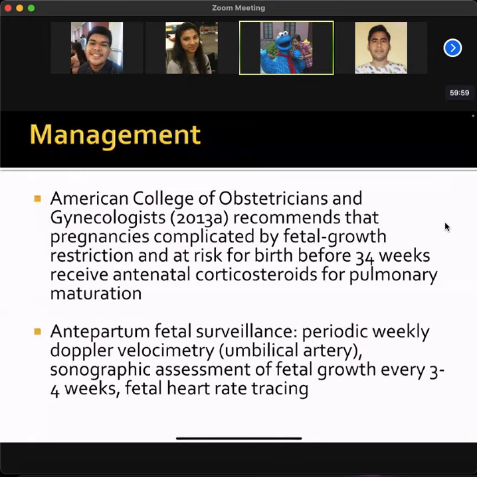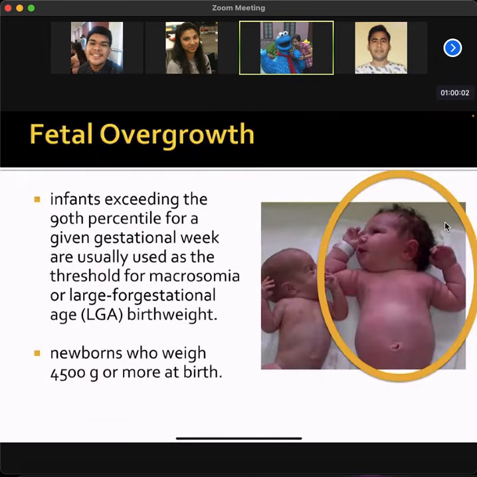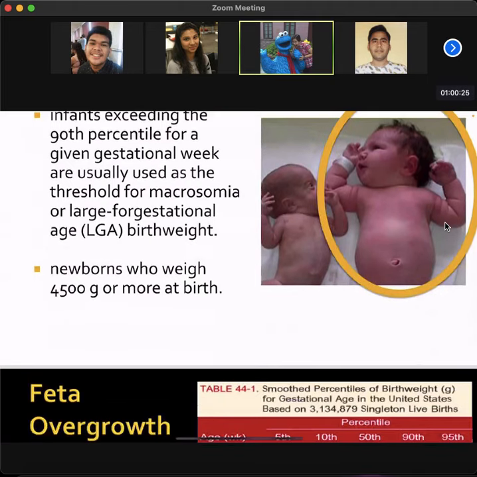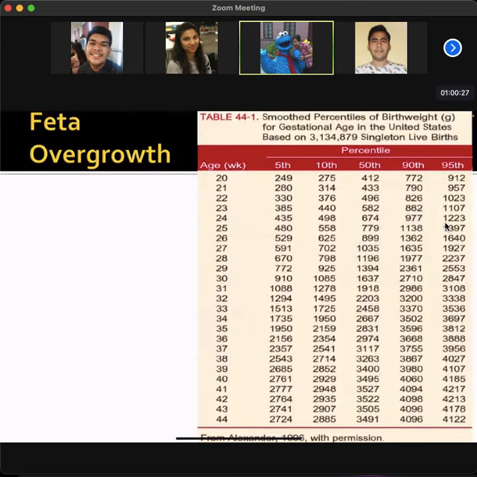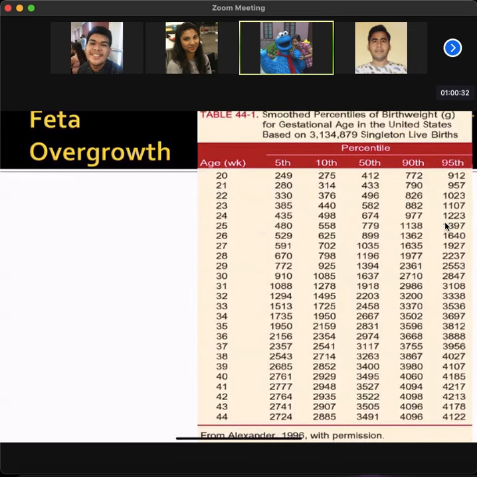We proceed to fetal overgrowth. Fetal overgrowth comprises infants exceeding the 90th percentile for a given gestational week, and it is usually used as a threshold for macrosomia or large for gestational age. These more probably are the newborns who weigh 4,500 grams or more at birth. So this is shamelessly copied from Williams, and our basis is more than 90th percentile.